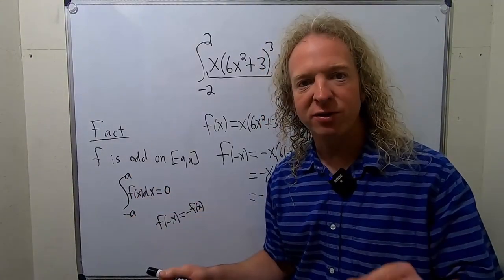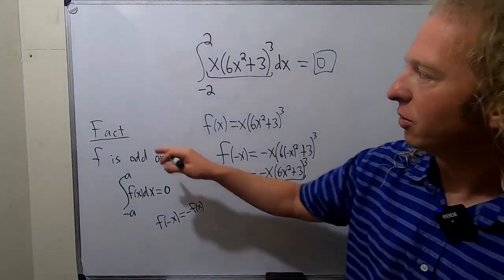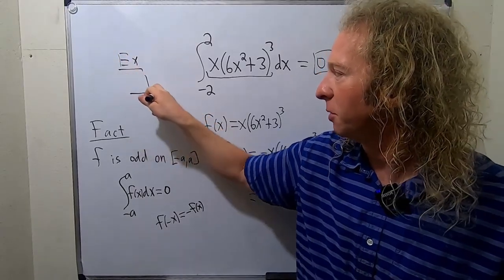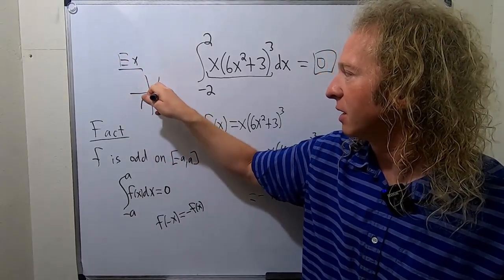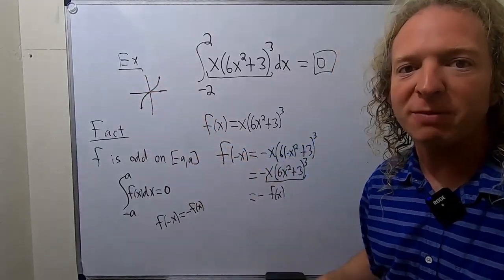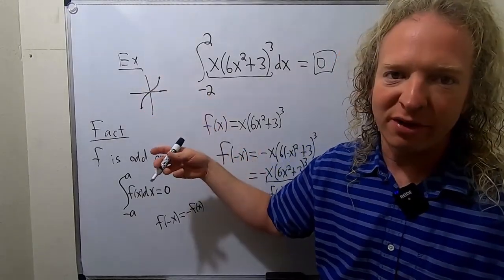What does it mean for a function to be odd graphically? It basically means it's symmetric about the origin. So as a quick example, something like this would be odd. Something like this. Let's just say it stops here and stops here. This is called symmetry about the origin. This is an example of an odd function. So if you flip it twice, you get the same thing. That's how I think about it.